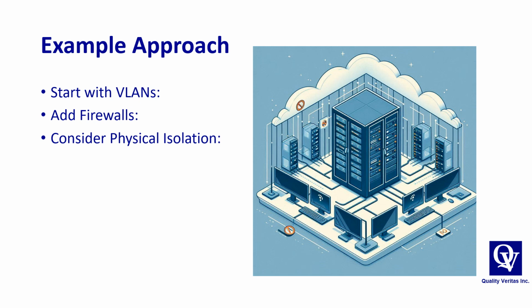Define firewall rules based on your security policies to allow only authorized traffic between segments. For highly sensitive areas, consider physical isolation. Separate critical servers and infrastructure using distinct physical hardware to provide an additional layer of security. By following these steps and using this example approach, you can effectively implement network segmentation, enhancing the security and manageability of your network.